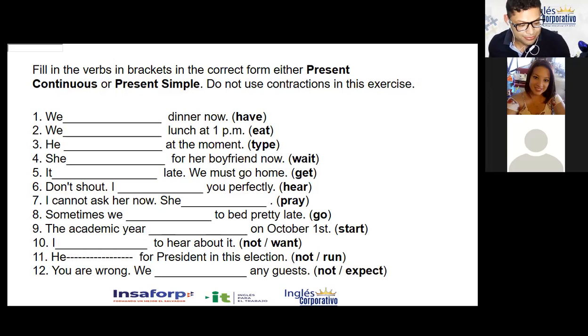Number two. We are eating lunch at 1 p.m. At 1 p.m. So that means that the action is happening in the future, right? In a closer future. At 1 p.m. So it's not the time yet. Excellent. Present continuous. Number three.